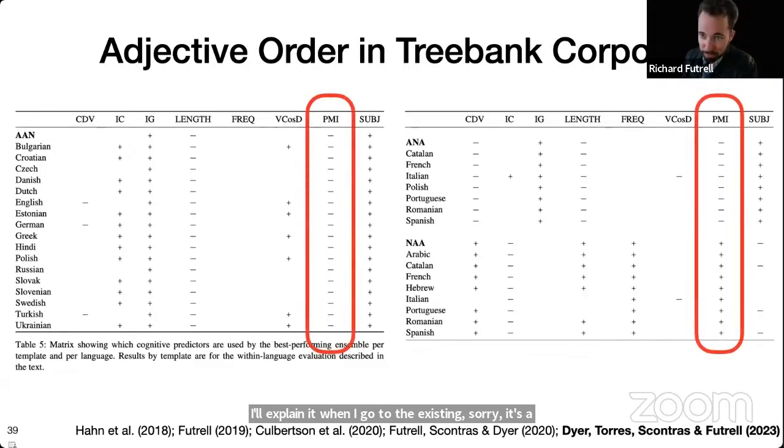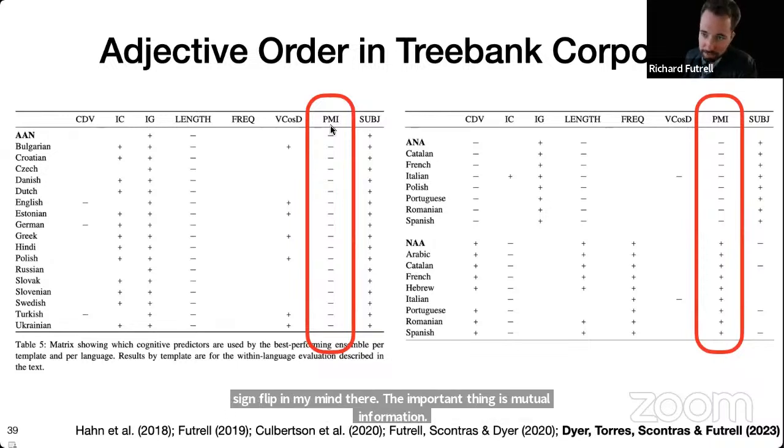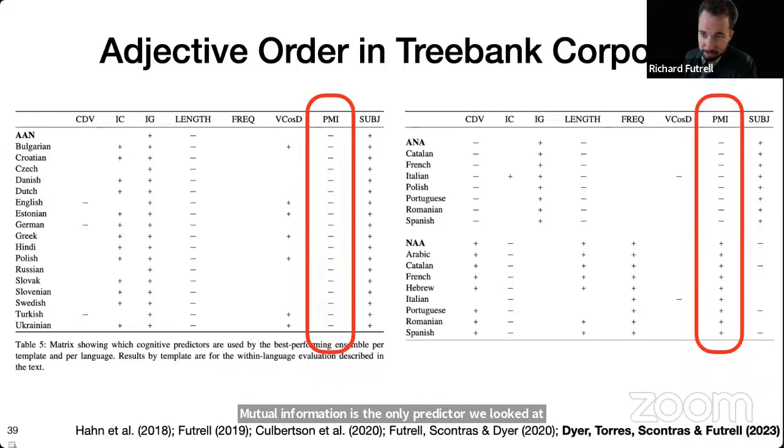The important thing is mutual information. Mutual information is the only predictor we looked at that gives you a significant effect in predicting adjective order across all of the languages we looked at. The minus here means that when you have higher mutual information with a noun, then the adjective is going later, which means closer to the noun in a language like English where adjectives precede nouns. You get a plus here in the languages like Arabic, where the adjectives go after the noun, meaning that the adjective with higher mutual information is going earlier. So the signs of these effects match up with the theory, and this is the only theory that gives you significant predictions in every language that we looked at.